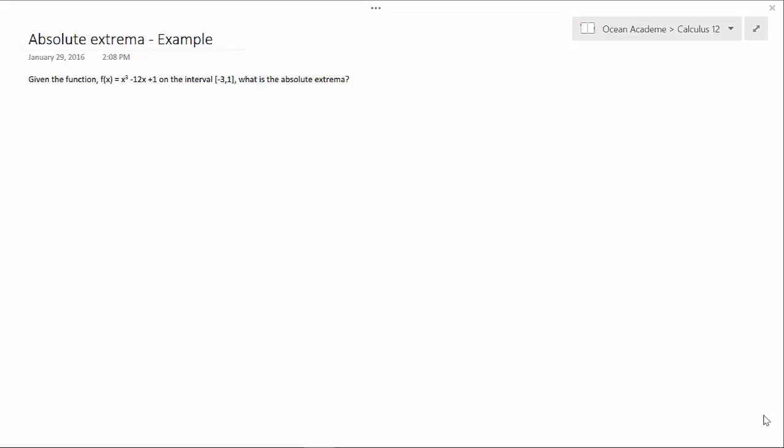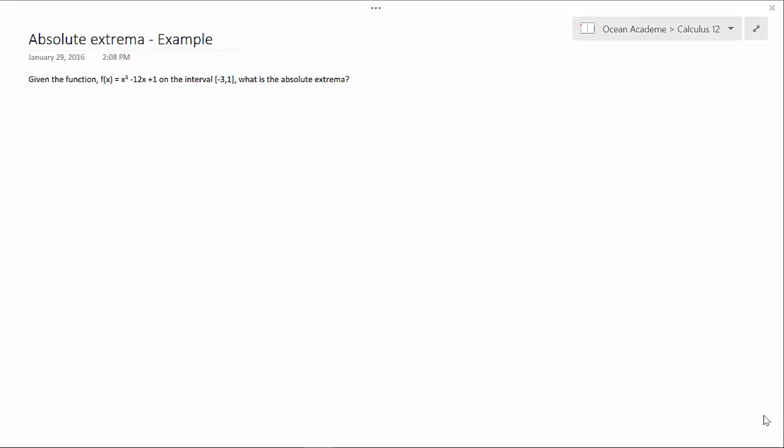Absolute Extrema. Example. Given the function f of x equals x to the power 3 minus 12x plus 1 on the interval minus 3 to 1, what is the absolute extrema? First, let's find the critical points.